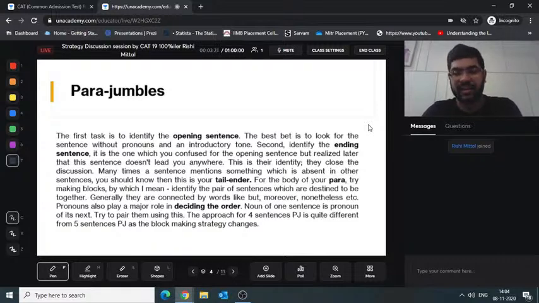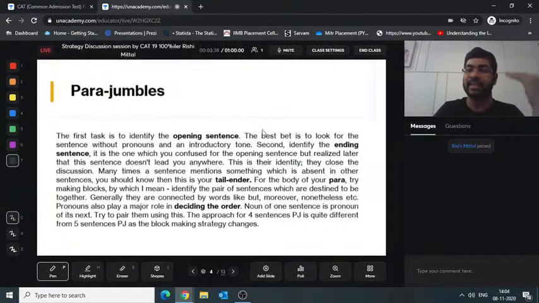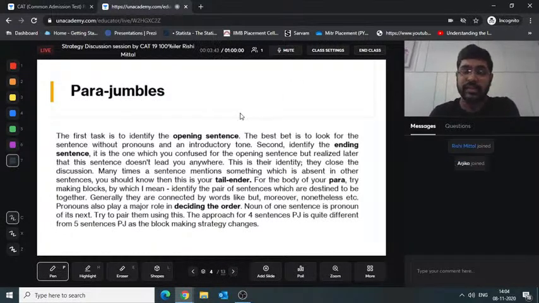For the body of your paragraph, once you have set the opening and the ending sentences, you can either try to get sentences which are immediately following the opening sentence or immediately preceding the ending sentence. You can use the pairing method. You can pair the sentences which might look good to you together, right? So for the body of your paragraph, try making blocks, by which I mean identify the pairs of sentences which are destined to be together. Generally, they are connected by words like but, moreover, nonetheless, etc.